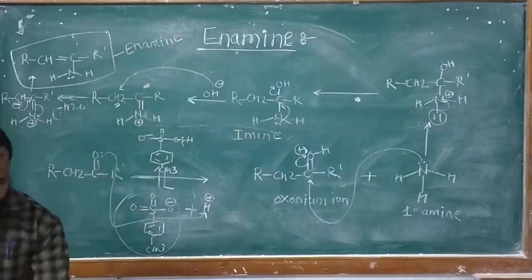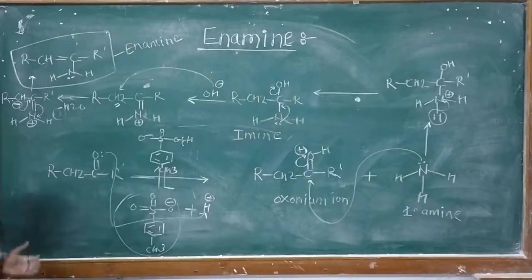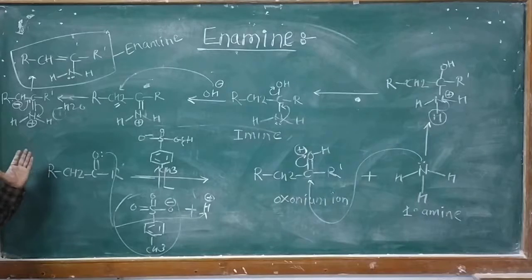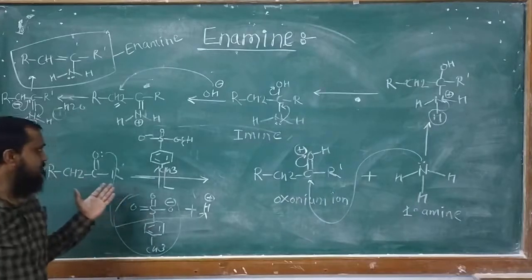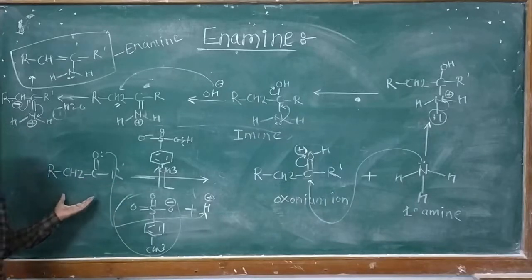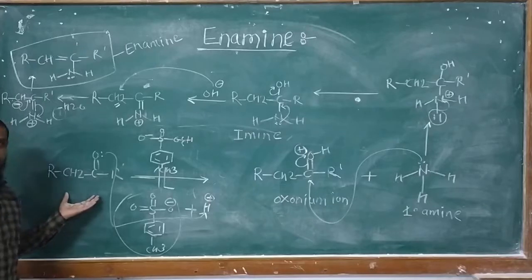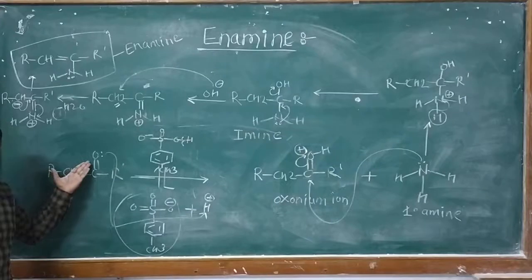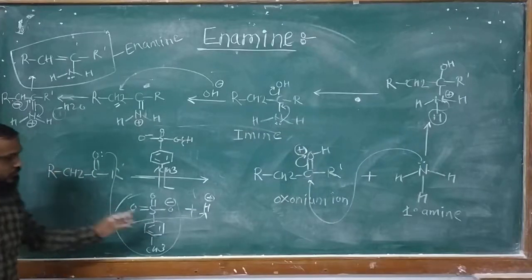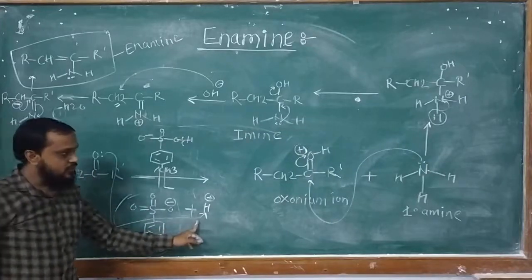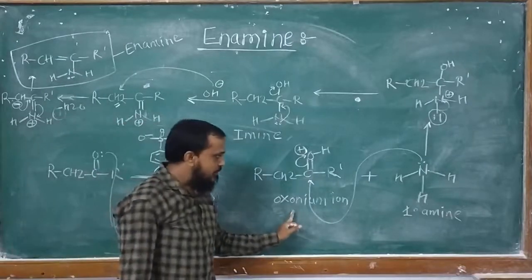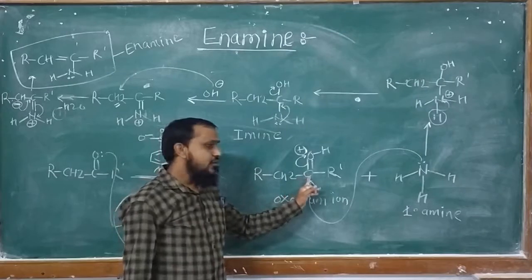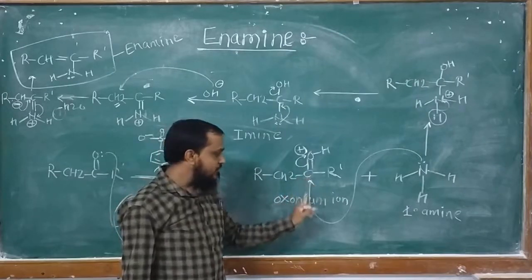Okay, so this is the mechanism of enamine formation. Now let us see what will happen. In the first step, an oxonium ion will be formed. The lone pair of oxygen of the carbonyl compound extracts one proton from the acid to form the oxonium ion. When we observe its structure, the carbon atom of the oxonium ion becomes highly electrophilic in nature.